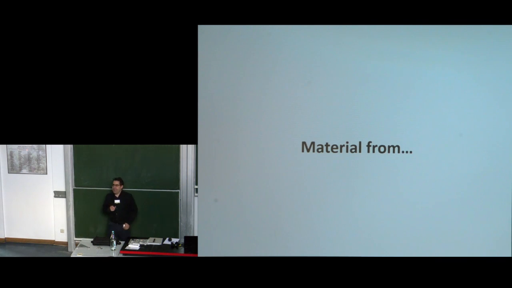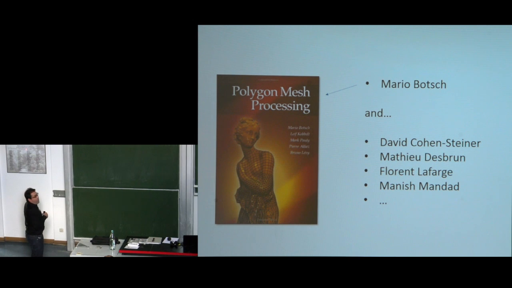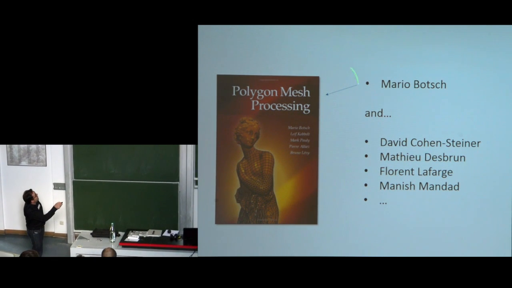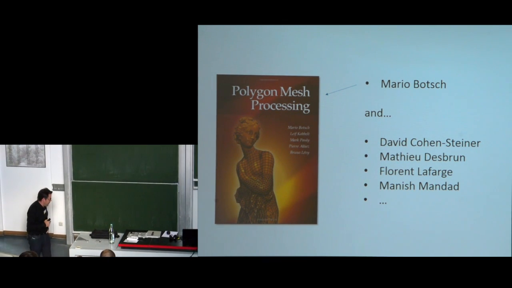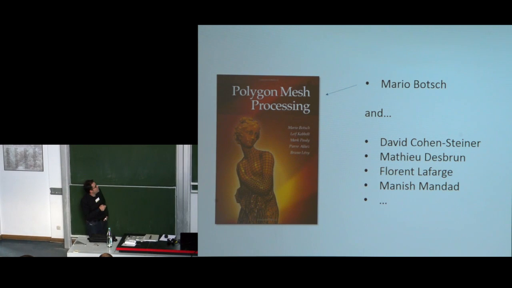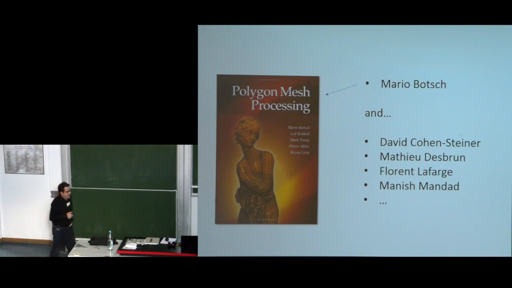So first, the material. Some of the slides are taken from this book. I hope you know it. Mario Botsch is in the room. You will not recognize him, but he is in the room. When we gave a course at the time on polygon mesh processing, one chapter was on mesh simplification. So there is some material from Mario, and also some material that I did with co-authors, David Cohen-Steiner, Mathieu Desbrun from Caltech, Florent Lafarge from INRIA, and Manish Mandad, who is now a postdoc in Aachen.